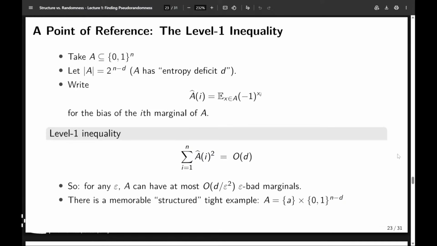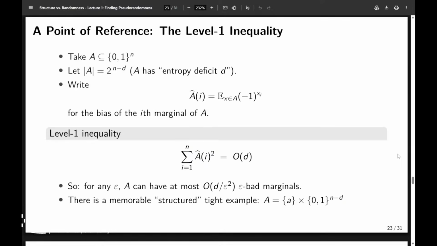So the level 1 inequality gives you this bound on the total bias of all your marginals. The sum of squares of all these marginal biases is at most O(D), where D is this entropy deficit. Another way to think of it, which is actually equivalent by some integration, is that if you prove it for all epsilon, A has at most some D over epsilon squared bad marginals.